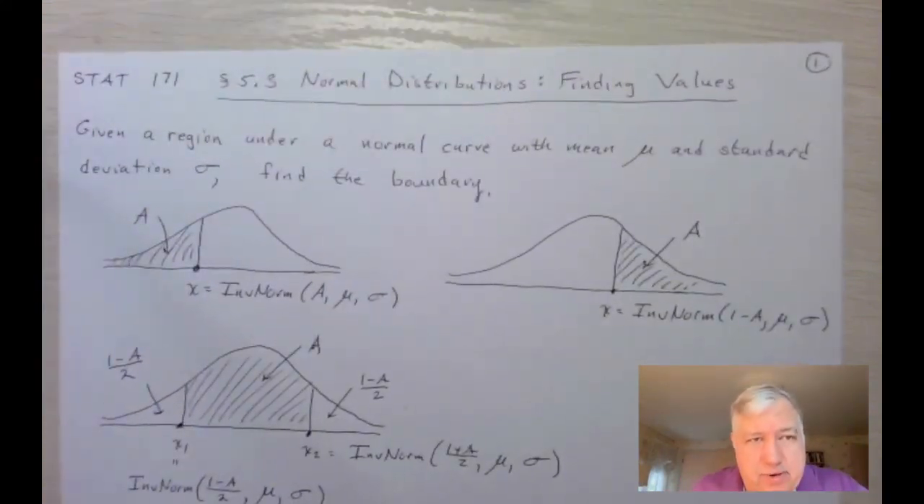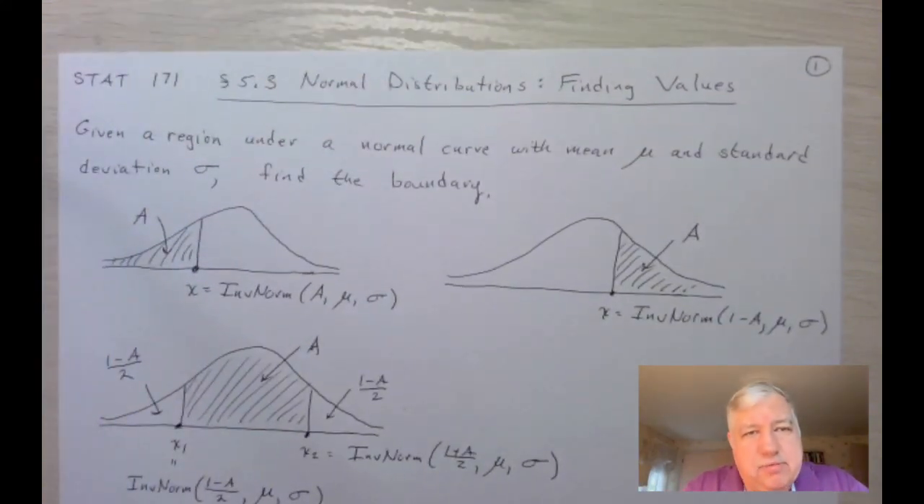So we are going to go on in this very important chapter, Chapter 5, with normal distributions. Section 5.3 is called Normal Distributions: Finding Values. It's kind of vague, but in a way we're going to be doing the opposite of what we were doing in the last section, where we were given a boundary and that determined the region, and then we found the area of the region. In this case, we're given a region and we're trying to find the boundary.